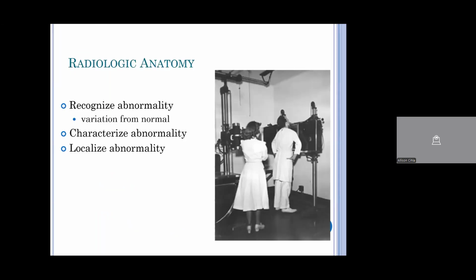So our goal with radiologic studies is to recognize something that is abnormal. In order to do that, you need to know what normal is, and then you want to be able to characterize what that abnormality is and localize that abnormality.